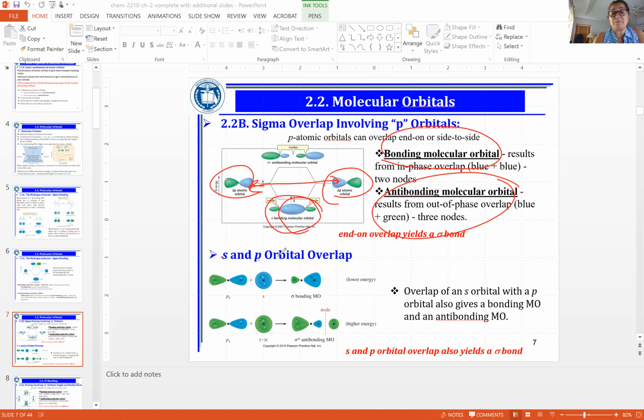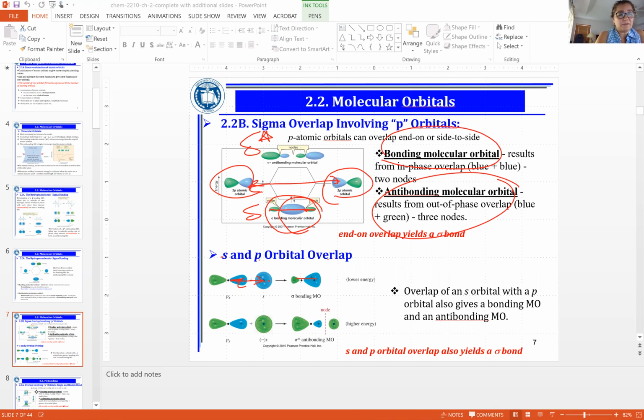Overlap between s and p orbitals can also form a sigma bond. If this overlap is head-on, this is a sigma bond that you get here, and this is going to be a sigma star, or anti-bonding orbital. And when you have these s and p orbitals, they also can form a sigma bond.